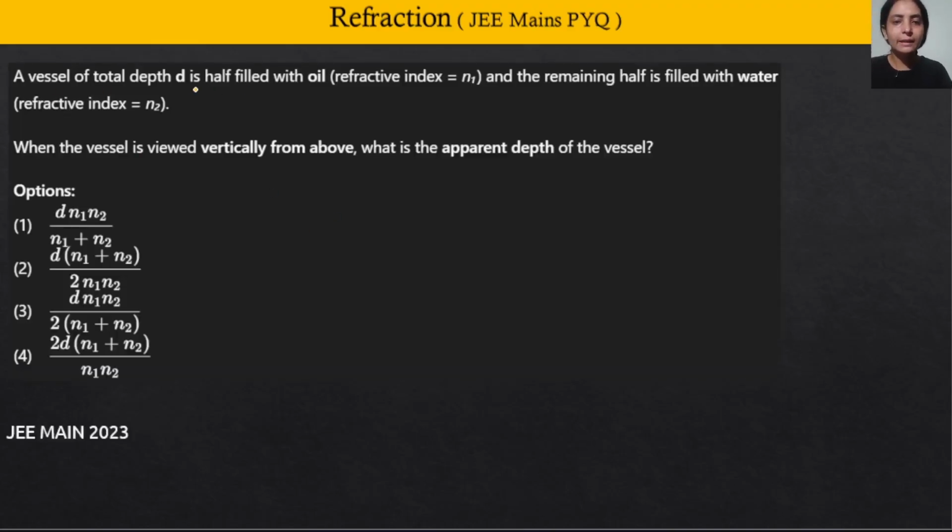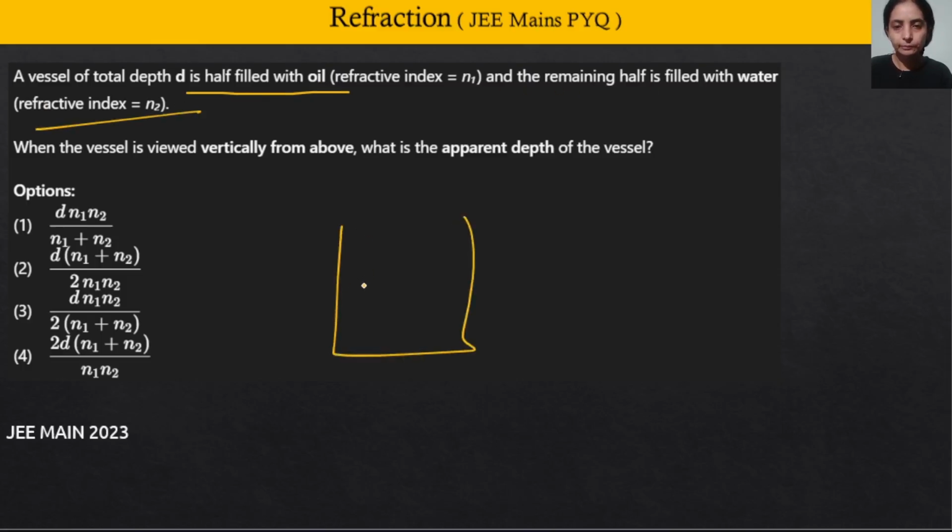A vessel of total depth D is half filled with oil and the remaining half is filled with water of refractive index N2. Okay, when the vessel is viewed vertically from above, what is the apparent depth of the vessel? So what will the apparent depth of your vessel be? This is the question. Let us now look at it.